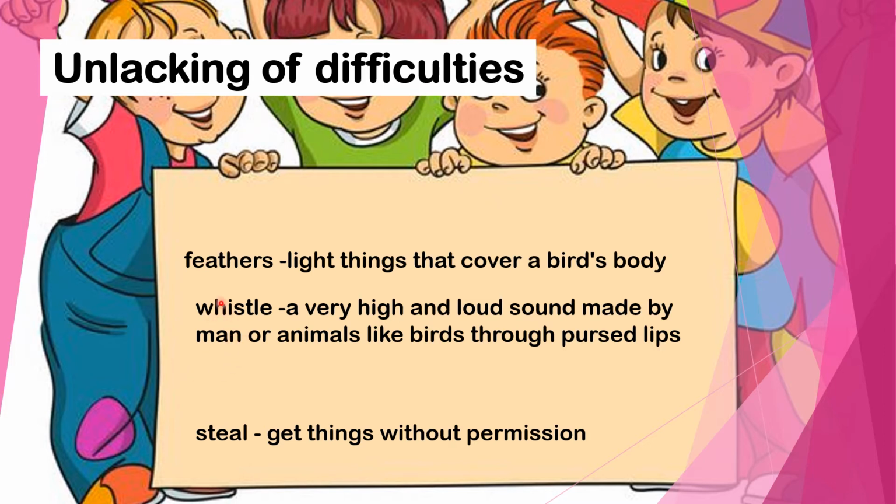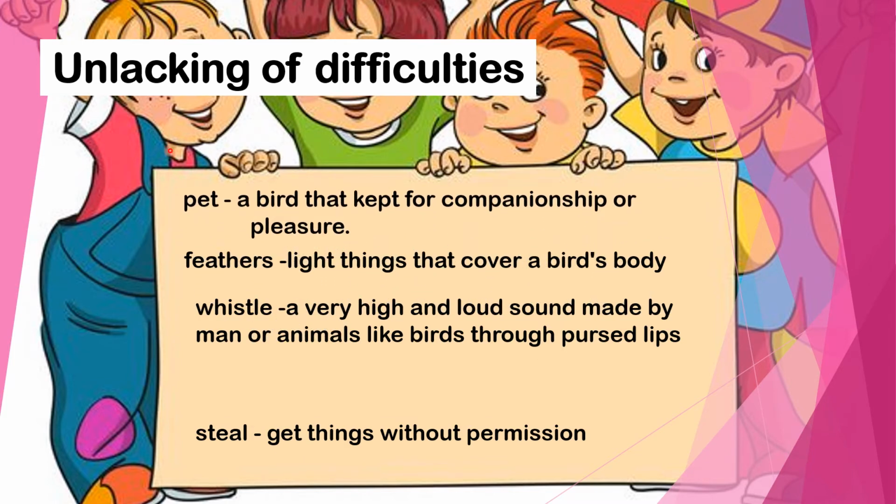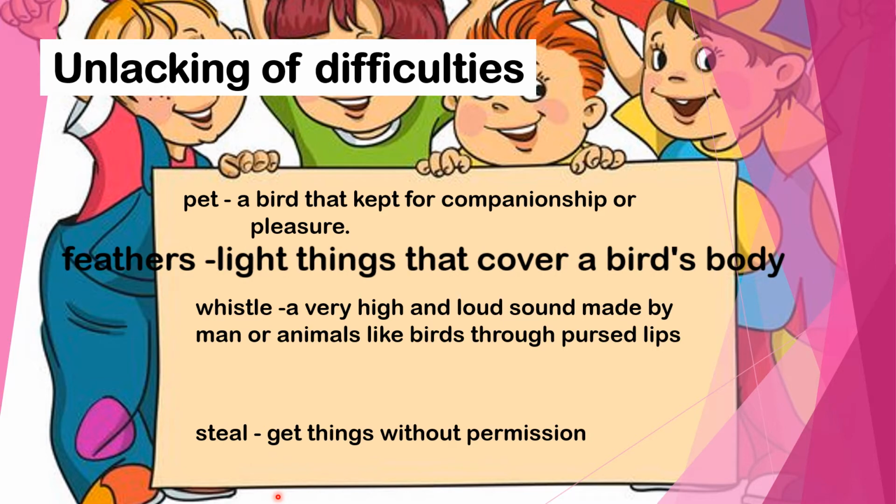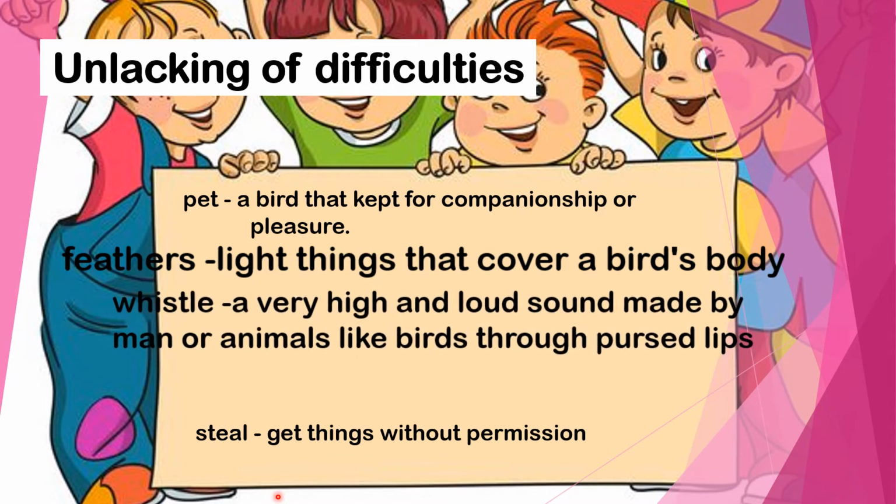Okay. Next one is feathers. Light things that cover a bird's body. Another one, pet. What is pet? Pet, here in the story, in this lesson, is a bird that is kept for companionship or pleasure. That is the pet. Okay. Another one, feathers again: light things that cover the bird's body. And this one, weasel.